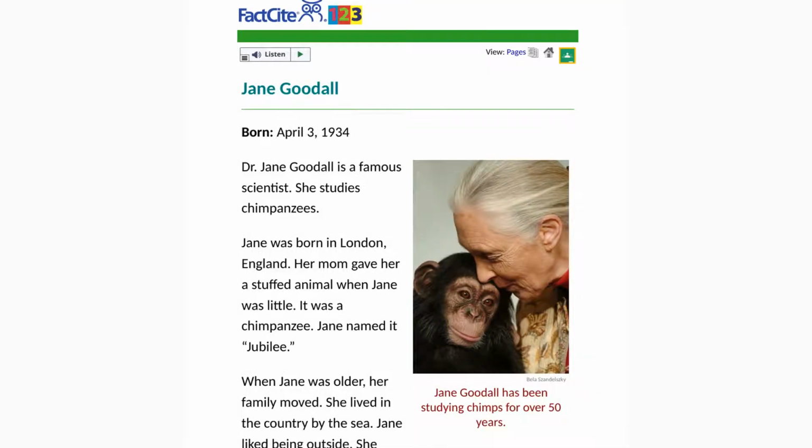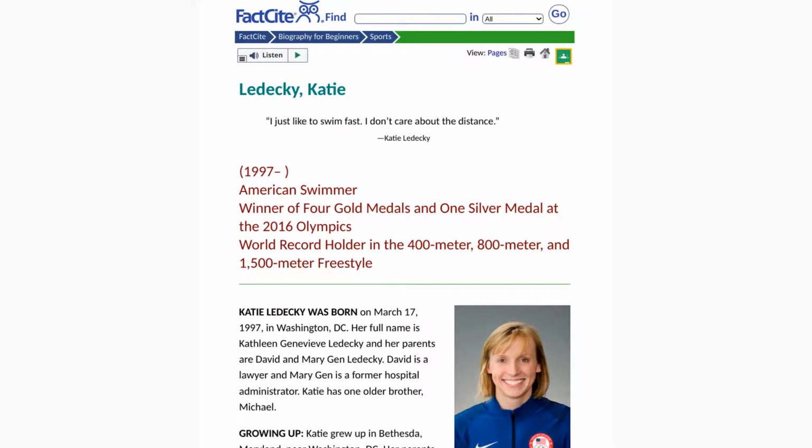Also, in FactCite 123, we have Jane Goodall, the famous anthropologist who studied chimpanzees. She made a goal of going to Africa after reading the book Dr. Dolittle. In the Biography for Beginners article about Katie Ledecky, Olympic swimming champion, she tells about how she started as a little girl writing down her goals and then working to achieve them.